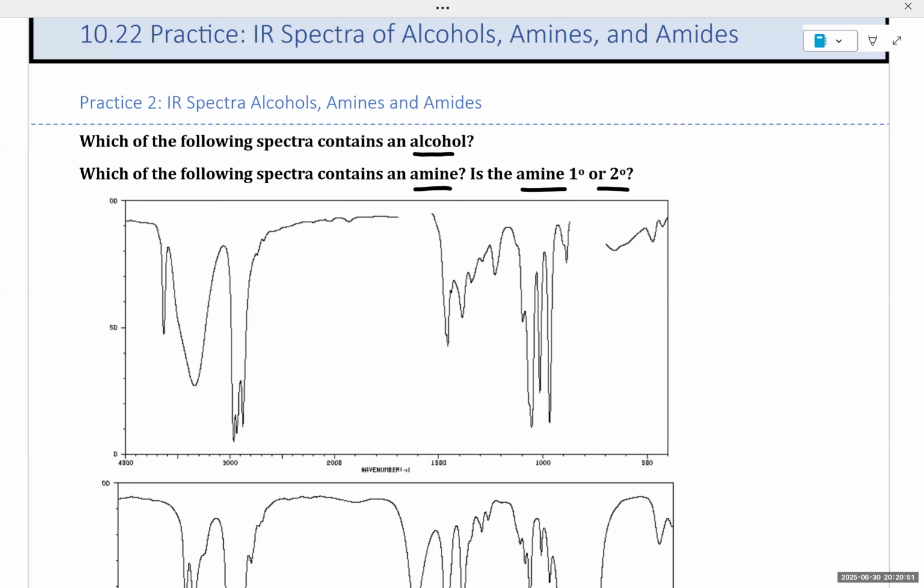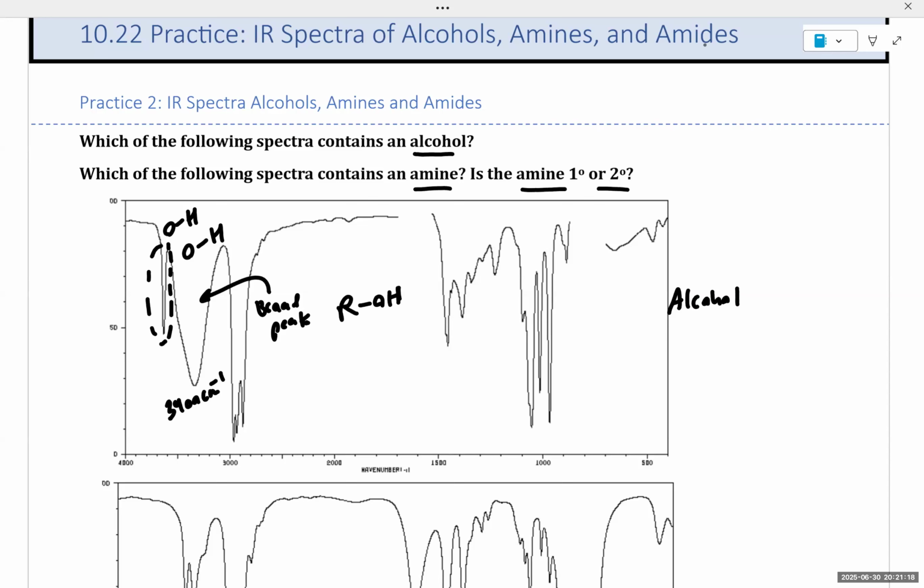Okay, so let's take a look at this first spectra. Here we have an OH stretch, and we have a sharp OH stretch peak. We're at around 3,400 centimeters inverse, and this is a broad peak. All of this supports the idea that we have an alcohol. This spectra matches that of an alcohol. Key signpost: broad peak, and this sharp non-hydrogen bonding OH peak.